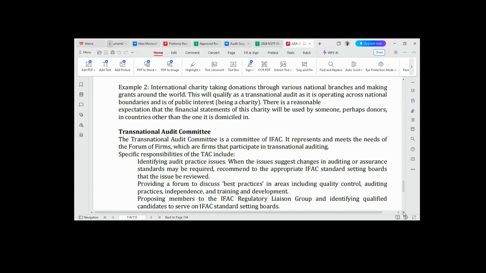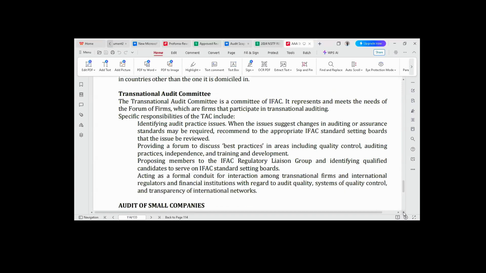All right? So when they want to set a new auditing standard or a new accounting standard, this transnational audit committee, being a member of IFAC, comes to review or to contribute to such development. And lastly, they serve as a conduit pipe, a conduit for interaction among transnational firms and international regulators.